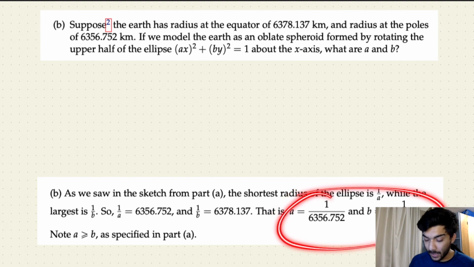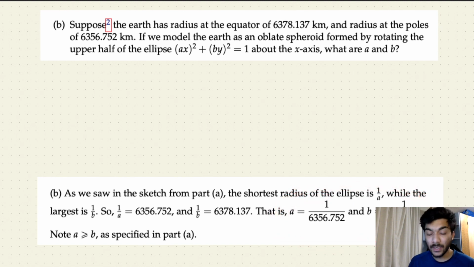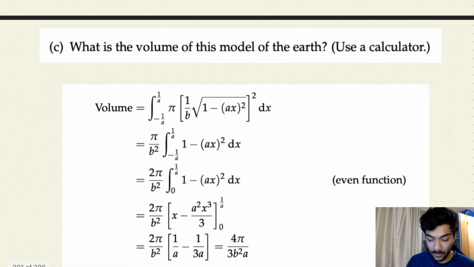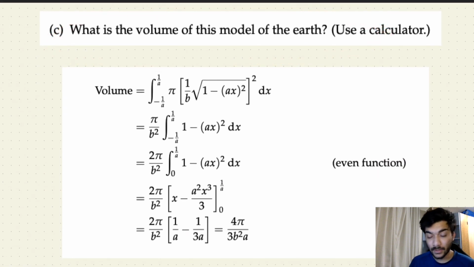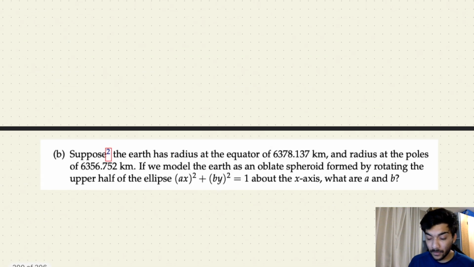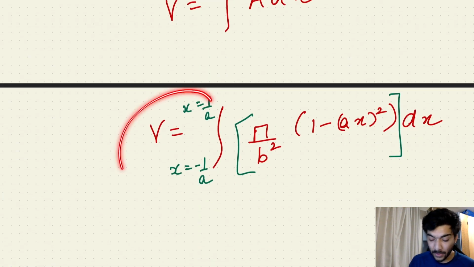You can leave the answer as it is and you don't have to do the complete calculations in this case. So this was part B of the same question, a fairly simple question, right? And now we have to calculate the volume of this model of the earth. In order to calculate the volume of this model of the earth, we knew we were calculating this definite integral, right?